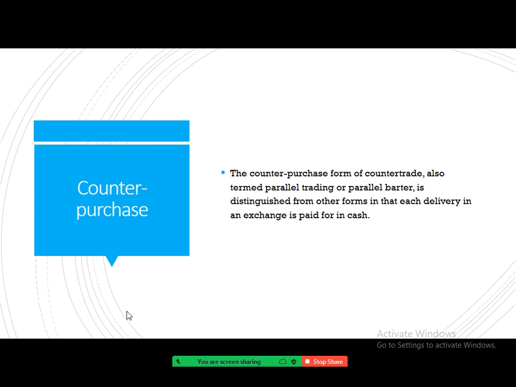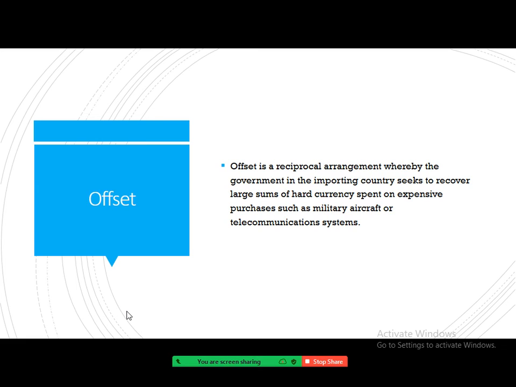Then counterphase. The counterphase form of counter trade is also known as parallel trading or parallel barter. It is distinguished from the other forms in that each delivery is paid for in cash. For example, Rockwell International sold a printing press to Zimbabwe for $8 million. The deal went through, however, only after Rockwell agreed to purchase $8 million in ferrochrome and nickel from Zimbabwe, which it subsequently sold on the world market.